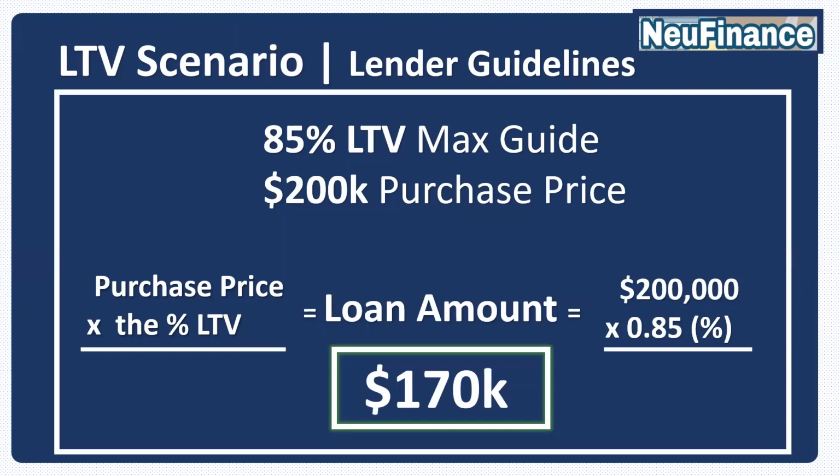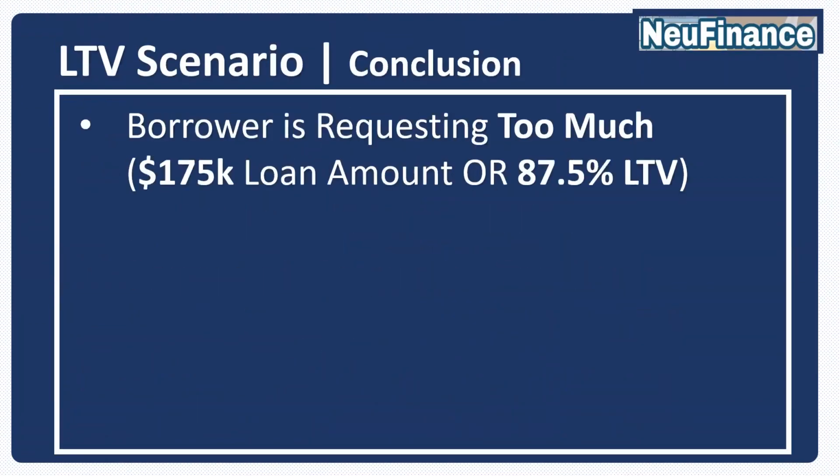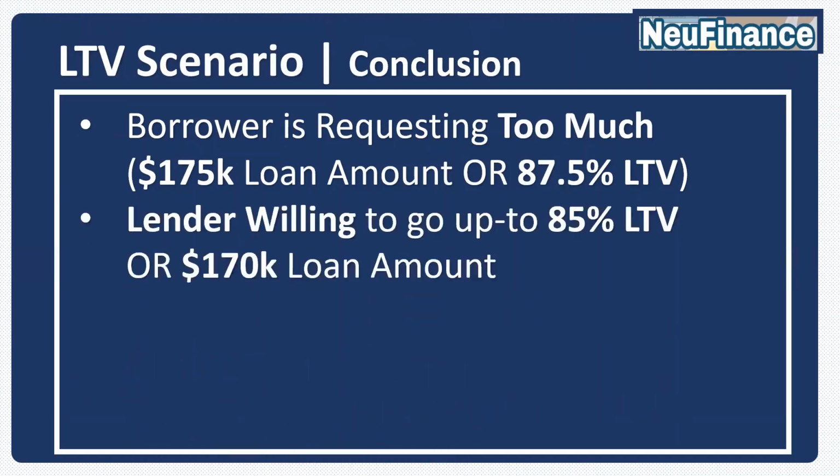Let's look at the conclusion of the matter. The borrower's looking for 87%. The lender's willing to lend up to 85%. So obviously, the borrower is requesting too much. The borrower is requesting a $175,000 loan amount, or 87.5%, while the lender is only willing to lend up to 85% of the purchase price, or a $170,000 loan amount.